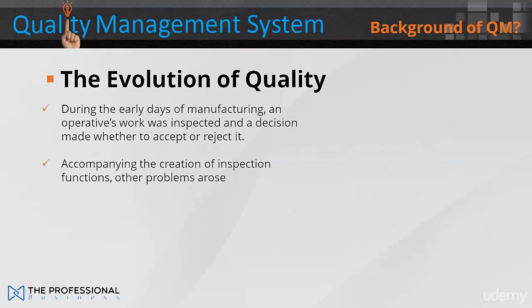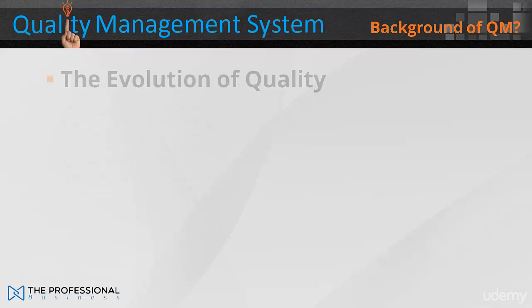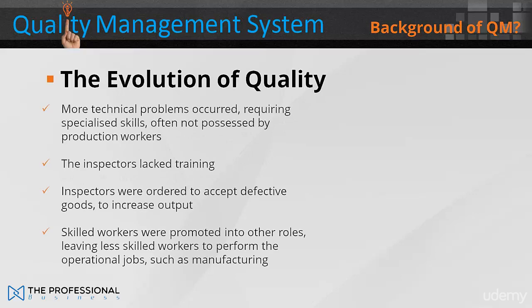During the early days of manufacturing, an operative's work was inspected and a decision was made whether to accept or reject it. As businesses became larger, so too did this role, and full-time inspection jobs were created. Accompanying the creation of inspection functions, other problems arose. More technical problems occurred requiring specialist skills, often not possessed by production workers.